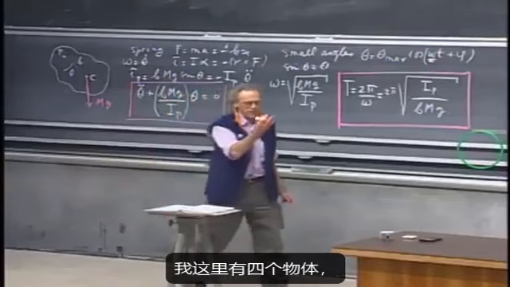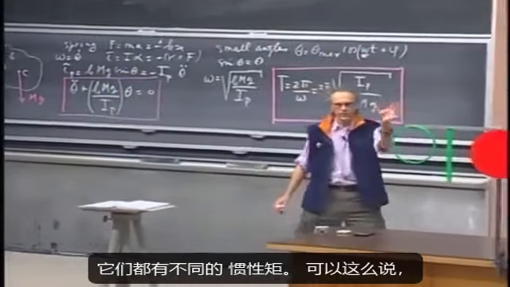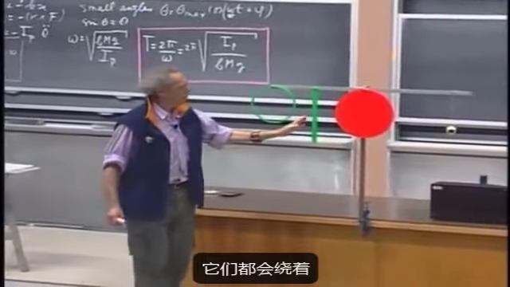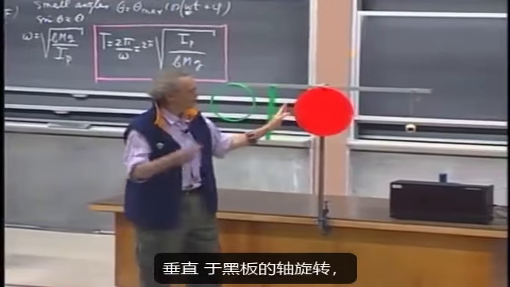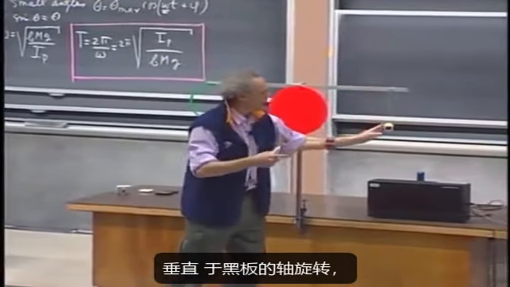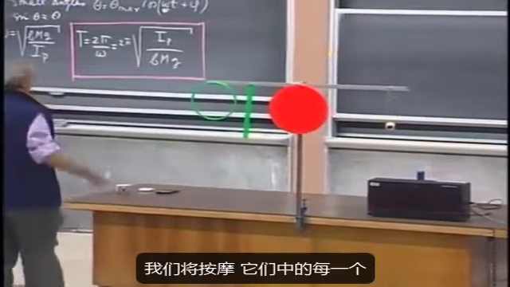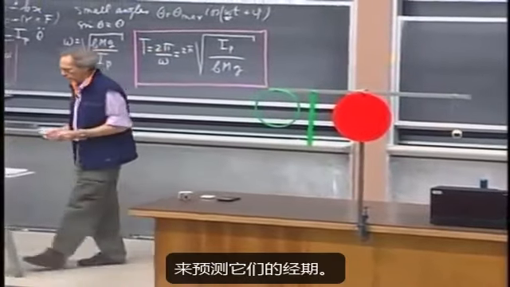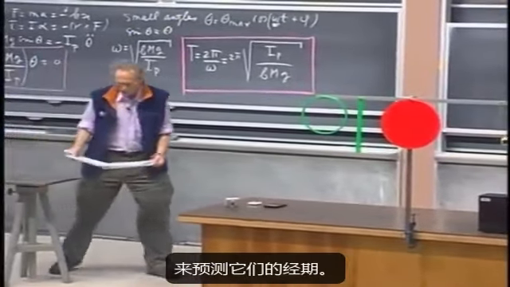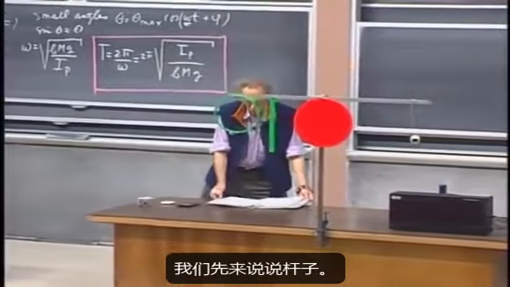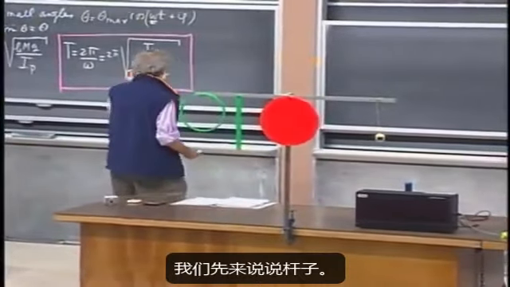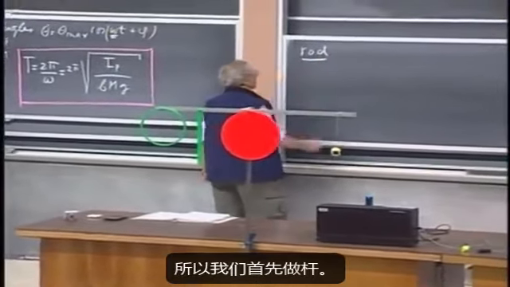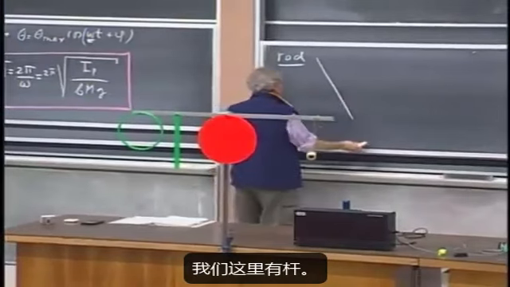I have 4 objects here, and they all have different moments of inertia. They're all going to rotate about an axis perpendicular to the blackboard, so to speak, and we're going to massage each one of them to predict their periods. Let's first go to the rod. So we first do the rod. We have the rod here.